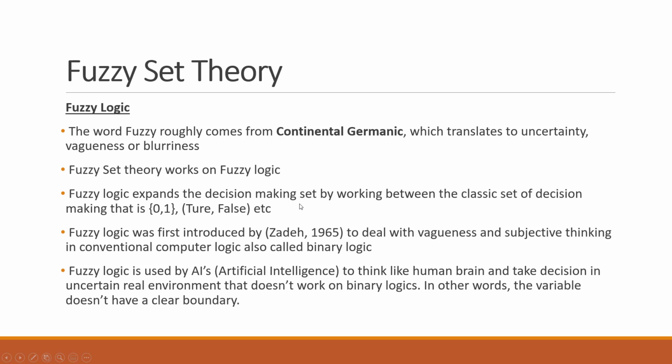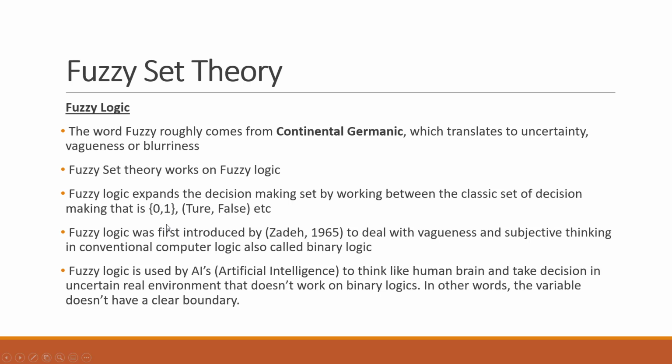But what will be the situation if your boundary is further extended? The choices will be between 0 and 1. Let's suppose this is a binary set, 0 or 1. What will be the scenario if the values lie in between? So fuzzy logic expands the decision making set by working between the classic set of decision making, that is 0, 1, true or false, good or bad, yes or no, etc.